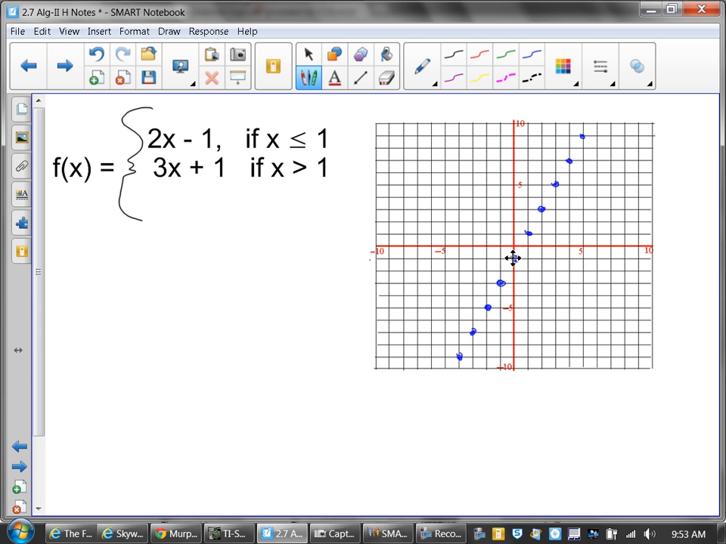And for that line, do I need a solid or an open dot at 1? I need solid. What side am I going to erase? The greater than 1 or less than 1? Greater than 1. Very good. Everybody agree that I have to erase the dots going up? And I just connect the rest.